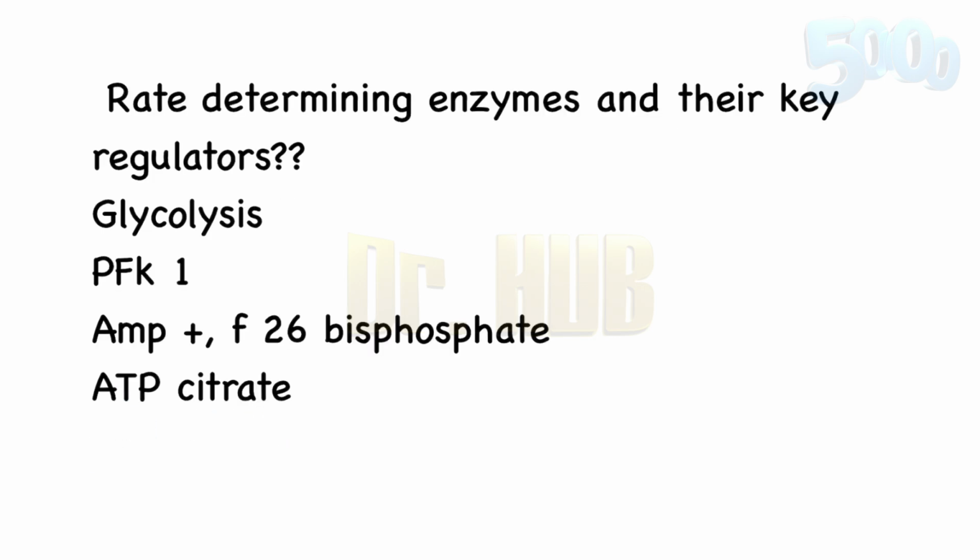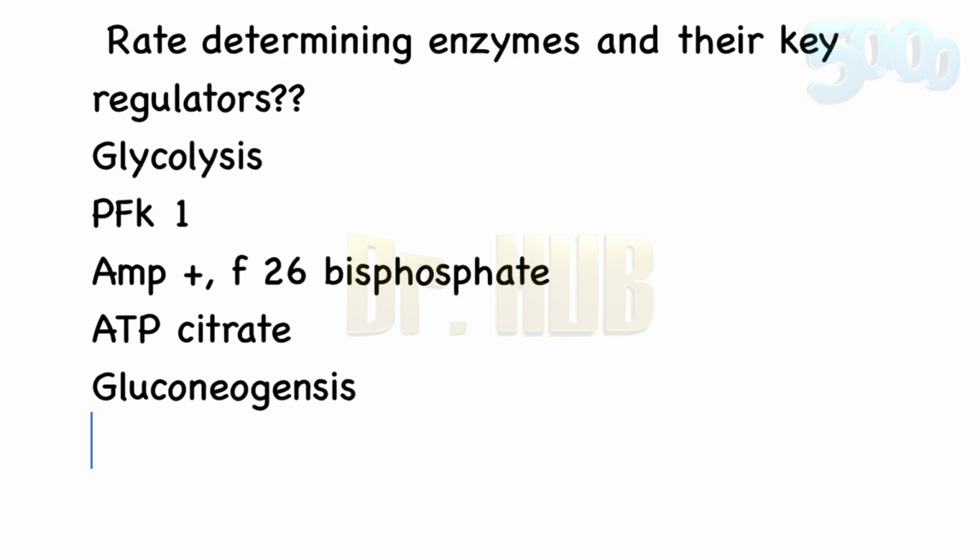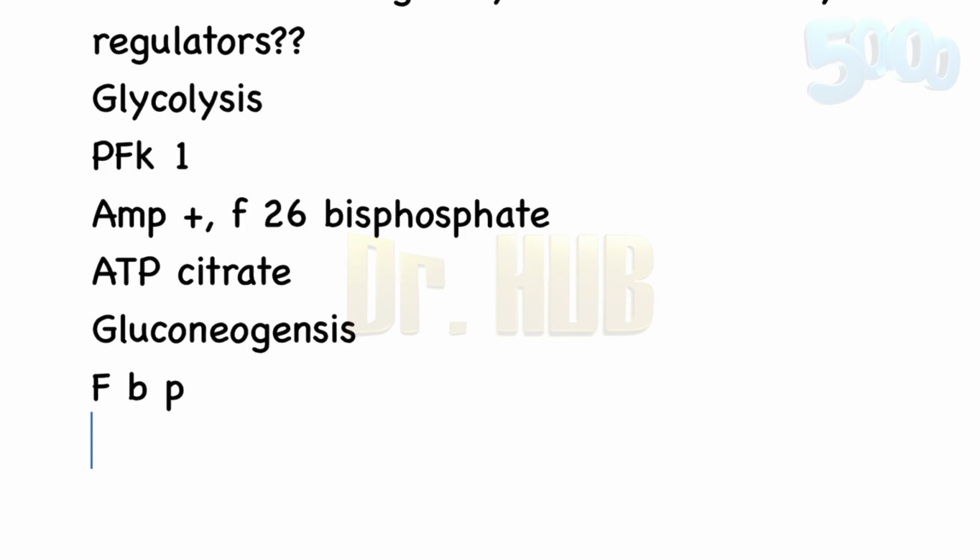Now we move on to gluconeogenesis. In gluconeogenesis, the enzyme is fructose 1,6-bisphosphatase. The enzyme regulators include ATP, acetyl-CoA, AMP, and fructose 2,6-bisphosphate.